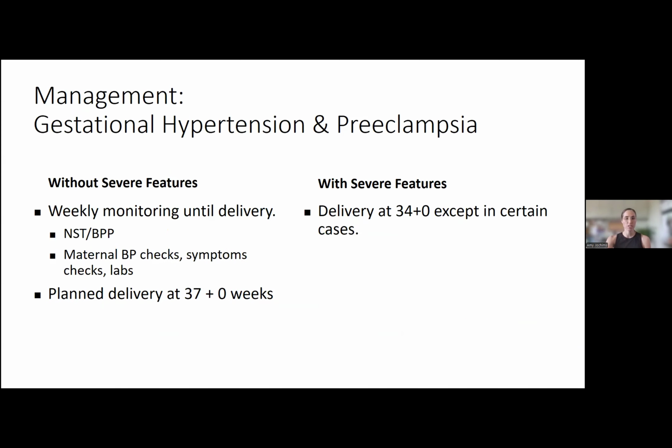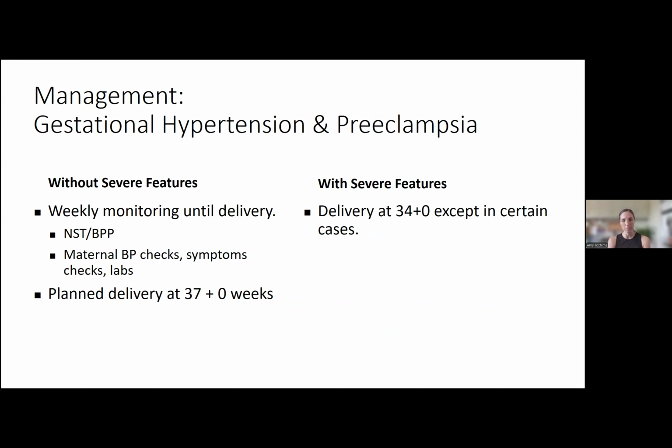Gestational hypertension and preeclampsia. So we're going to move into some of the management. If you do not have severe features, but you have gestational hypertension and/or preeclampsia, we want weekly monitoring until delivery. That's an NST and/or BPP, or NST and AFI, the maternal blood pressure checks, symptom checks, and labs. Planned delivery is at 37 and 0.